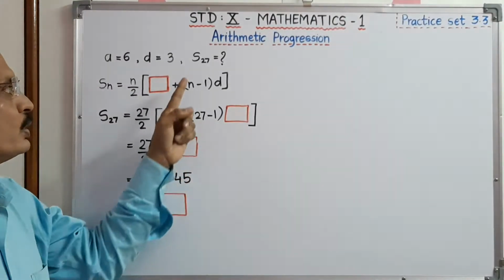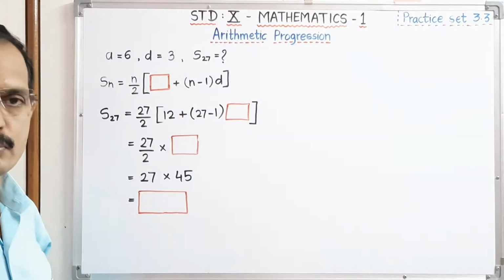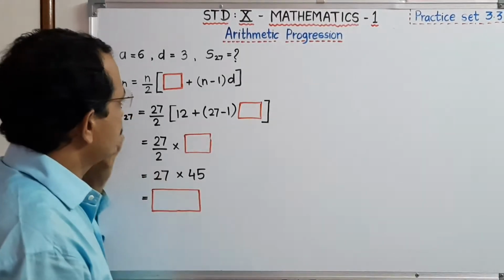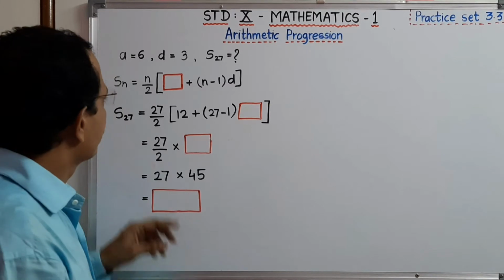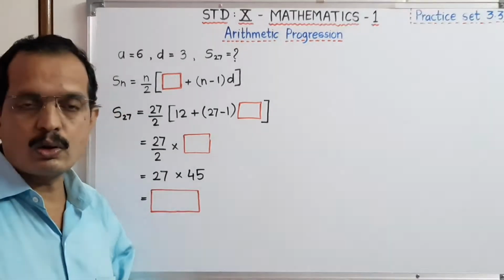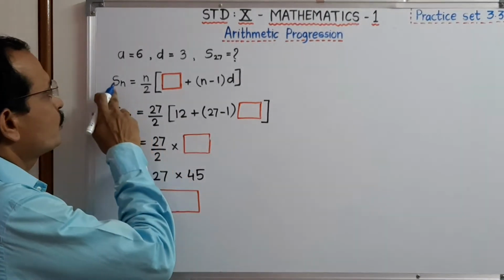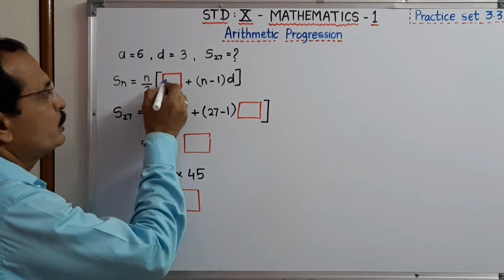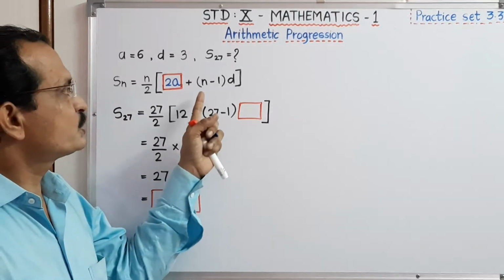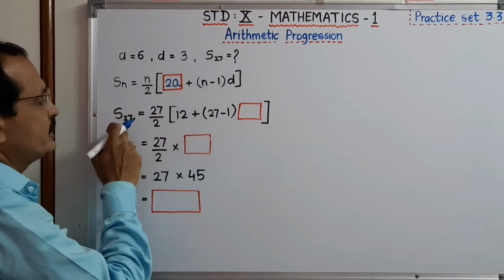That means, dear student, we have to find out the sum of the first 27 terms in an AP. Now see, formula is given. Sn is equal to n upon 2. Dear student, all of you know that to find out the sum of n numbers, we use the formula Sn is equal to n upon 2 into 2a plus n minus 1 into d. Then Sn means 27.